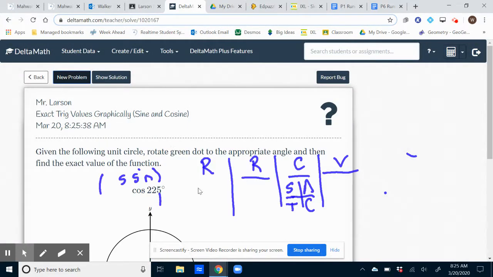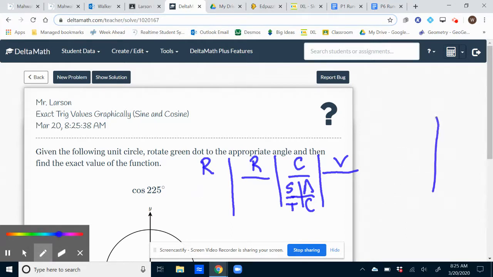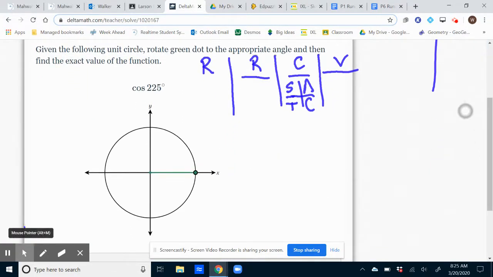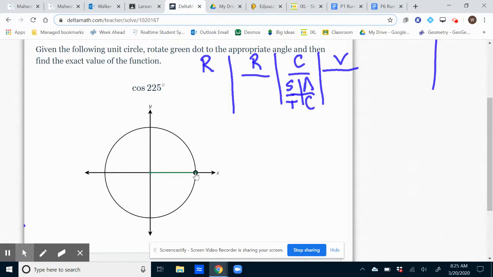Okay, now I want to do a problem that's not a quadrantal. All right, perfect. So 225. So I'm going to erase all this. Okay, so R, R, C, and V now for cosine of 225. Okay, first R, rotate it. We can do that by clicking here. 225 is greater than 180, but it's less than 270. Okay, so I know that this has to be in quadrant 3.